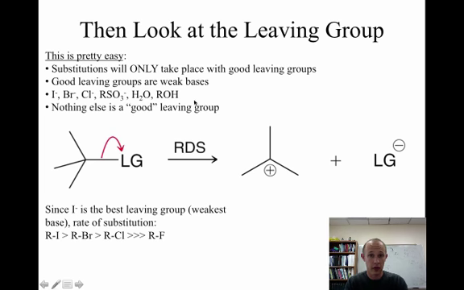Nothing else is a good leaving group, so if you see something that's a bad leaving group, it will not undergo either SN2 or SN1 reaction. Iodide is the weakest base, it's the most stable, it's the biggest, right? And so alkyl iodides, if we have the same substitution, will undergo the fastest substitution, followed by bromides, followed by chlorides, and fluorides won't undergo substitution reactions.